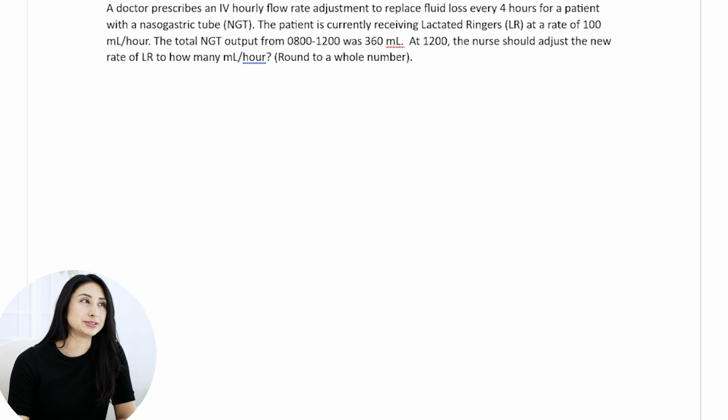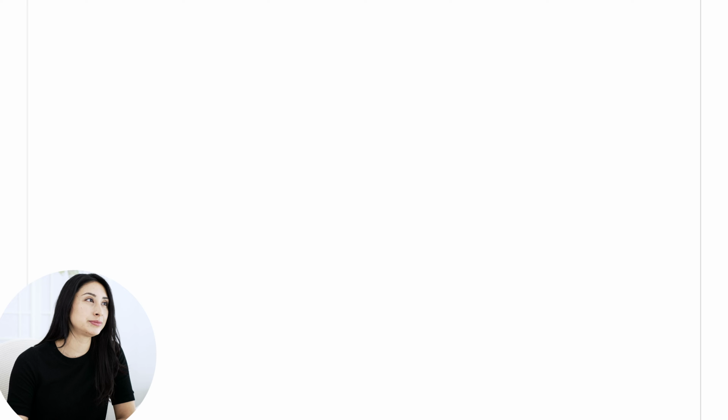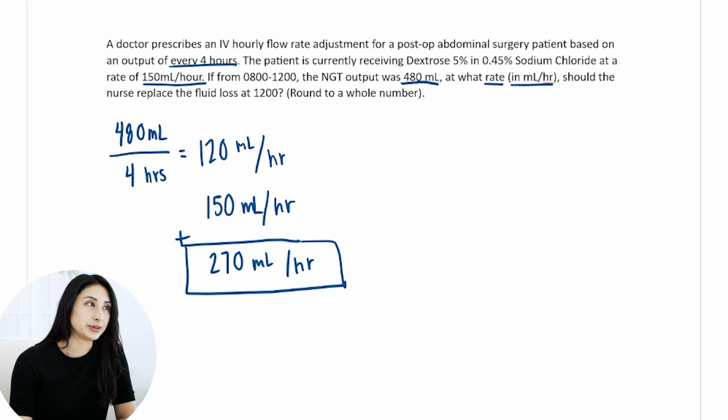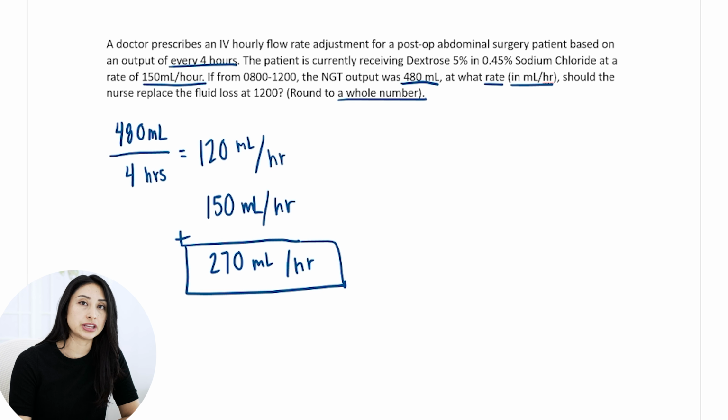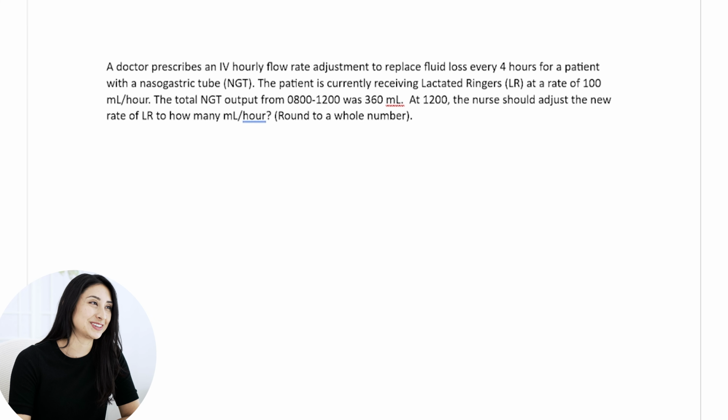So let me just double check with that last question. Did it say round to a whole number? It did. Okay. So always make sure, like I skipped this time, but always go back to the question and make sure that you answer the entirety of the question. So round to a whole number, we had a whole number. So I'm not too concerned. Let's go back down to the other question.